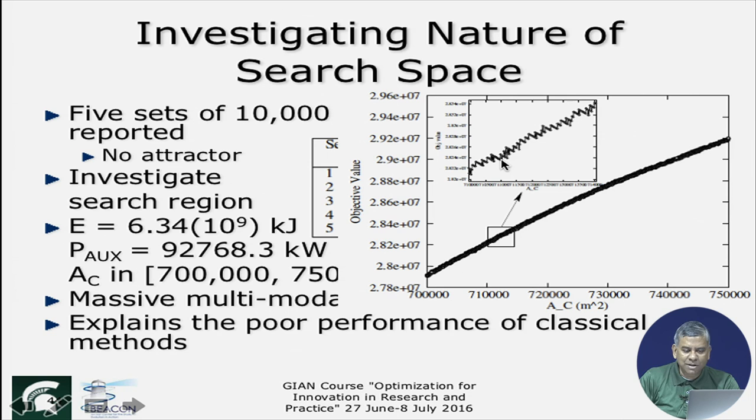There is a local maxima everywhere. So when I give one point, it climbs the hill and gets stuck there. When I give another one here, it climbs the hill and gets stuck there. So it goes on from here to there in the whole search space. So it's a massively multimodal problem. It's not a job for classical gradient-based methods, because you can get stuck in any of these places.